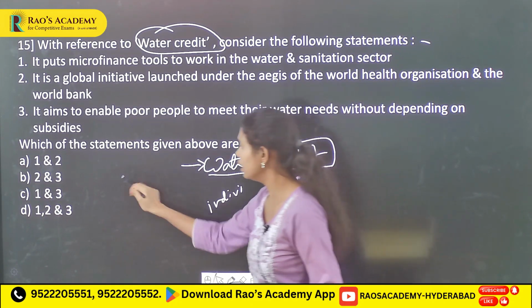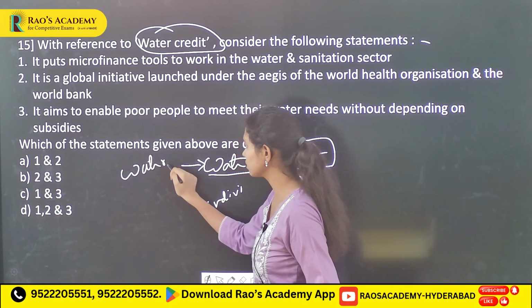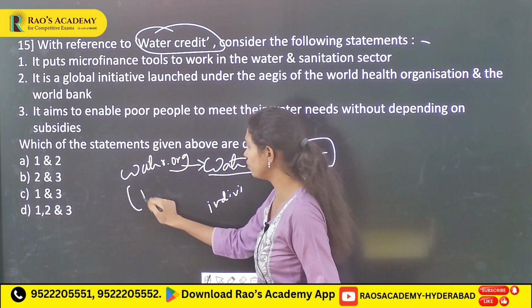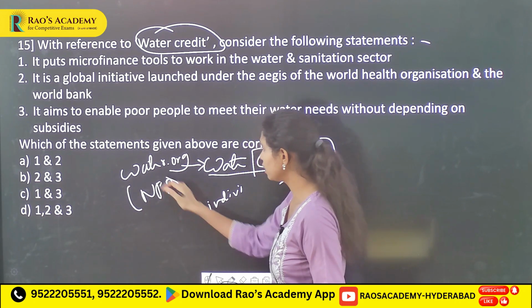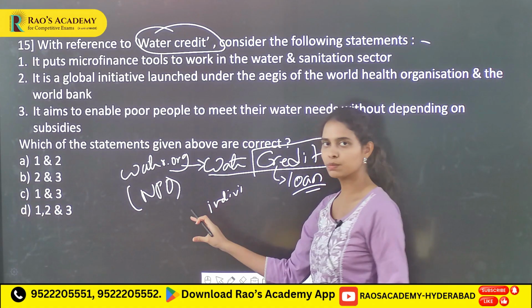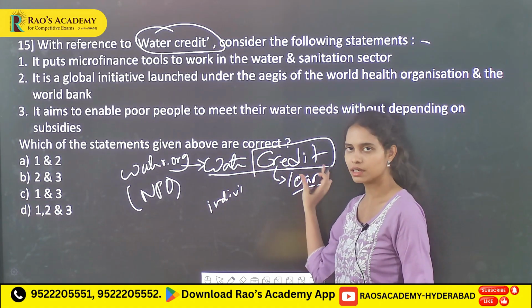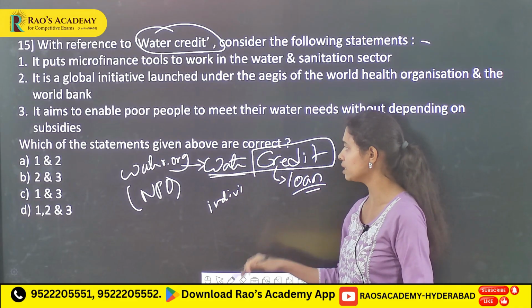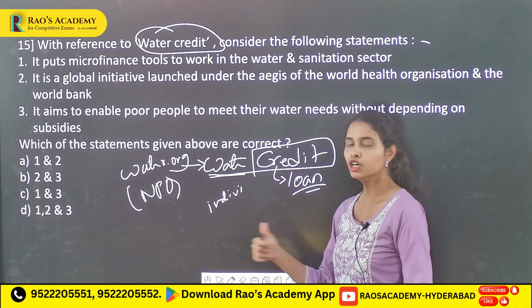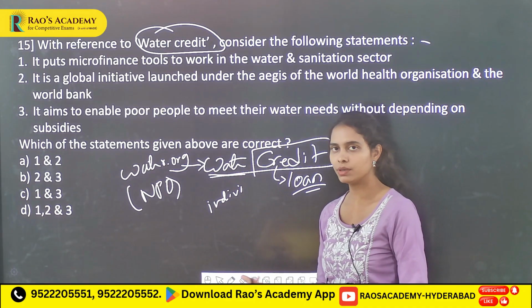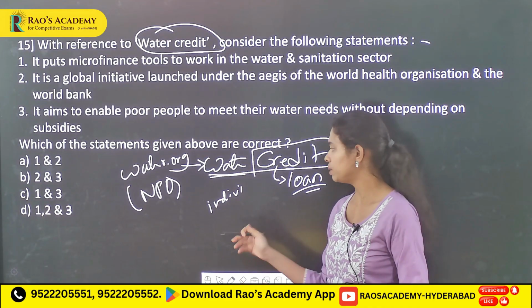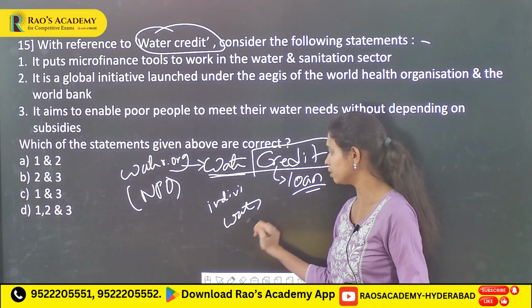by water.org. It is a non-profit organization. This particular non-profit organization is greatly responsible for the implementation of this microfinance tool, called water credit, where it provides small loans for different individuals in order to overcome their problems with regard to water as well as sanitation.